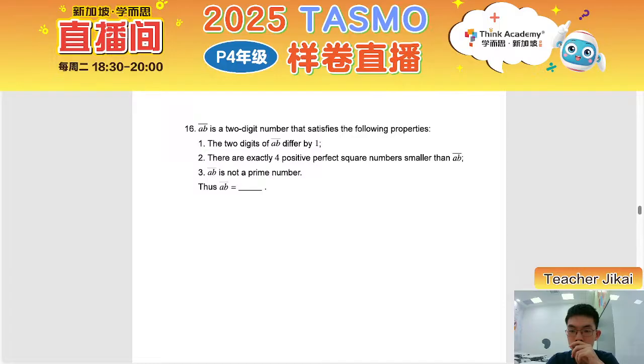Are all answers in TASMO whole numbers? Yes, there will always be whole numbers because in MMOS there will be whole numbers. And normally it will not be larger than 10,000. Yeah, the largest will be a 4-digit number. Yeah, any questions here?